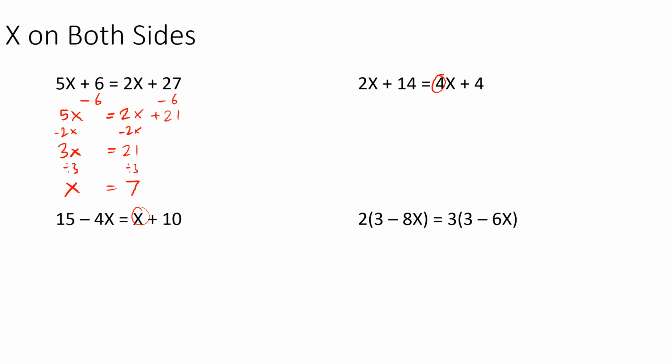You could check if this works. We could go 5 times 7, so that's 35, plus 6, and 2 times 7, so 14, plus 27, and yeah, both of those equal 41.